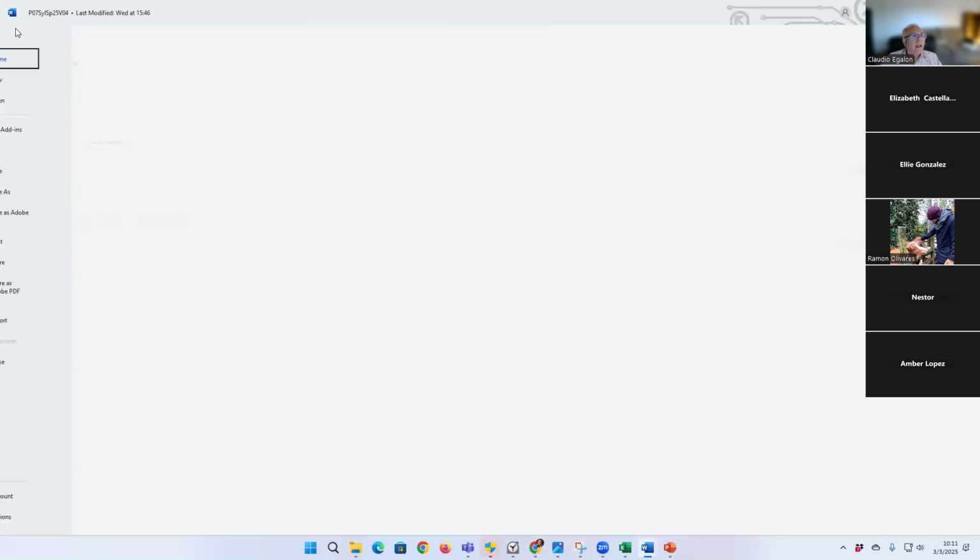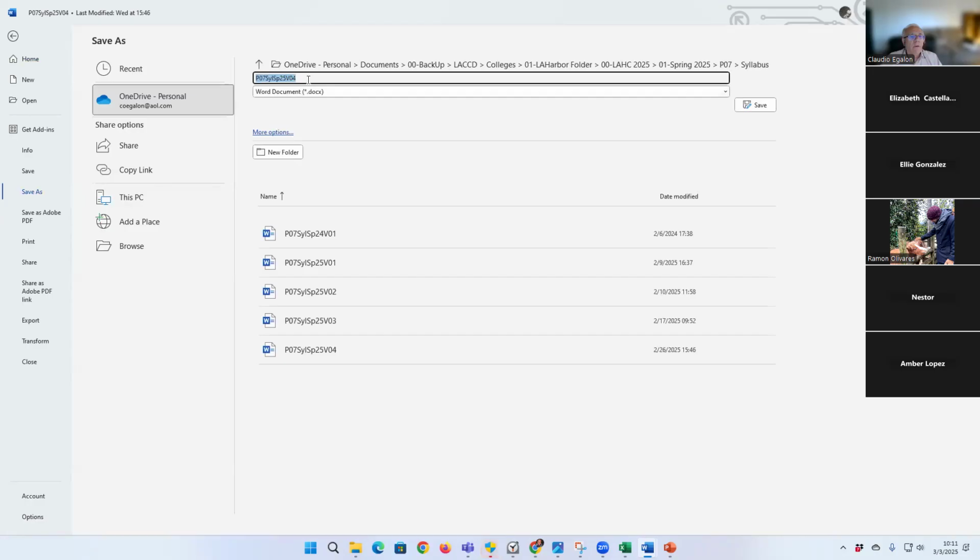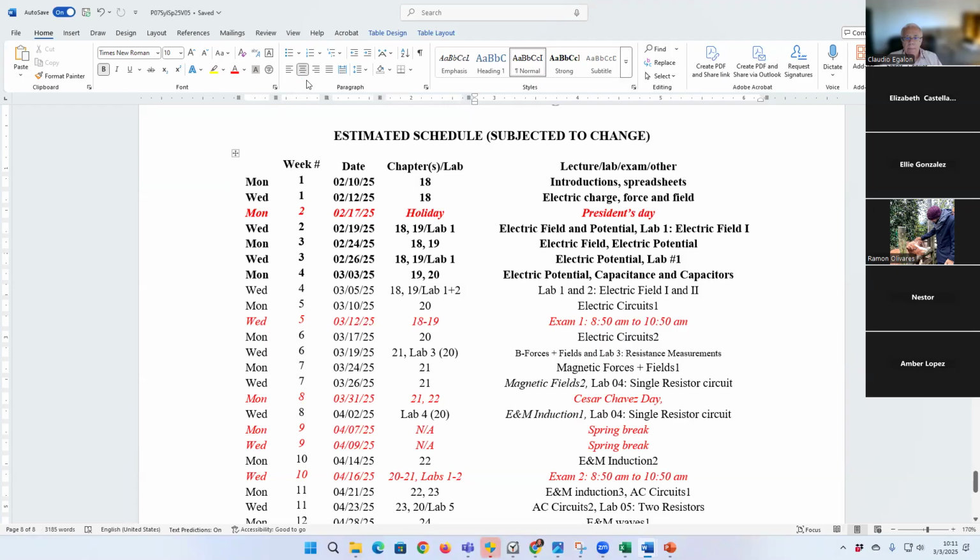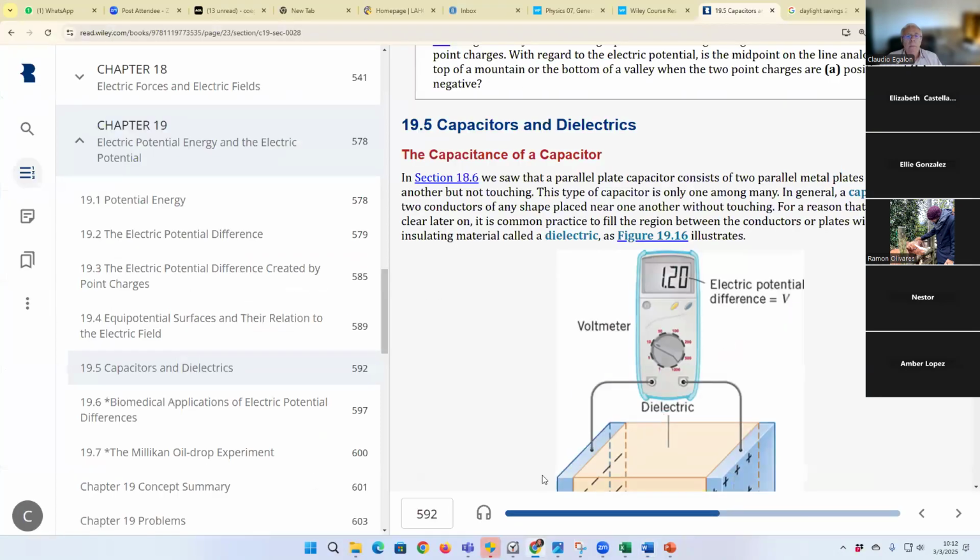Let's get here the first version of our syllabus. If we have time, we start electric circuits as well. Capacitance. Let's put E circuit. Okay, electric circuit, E for electric. Electric potential, capacitance, and electric circuit. Electric circuit is going to be chapter 20.